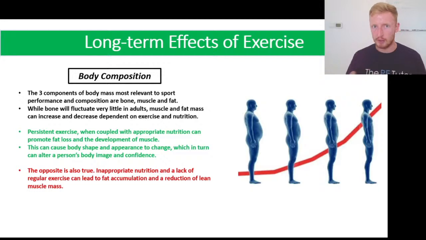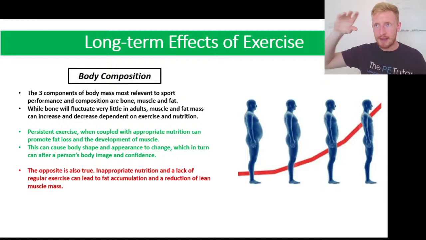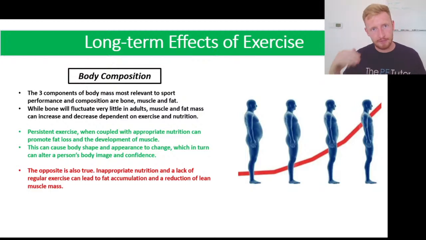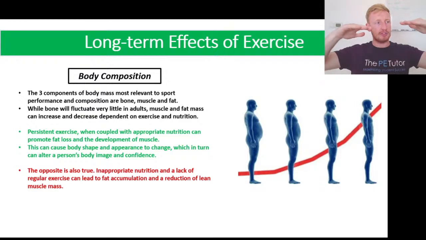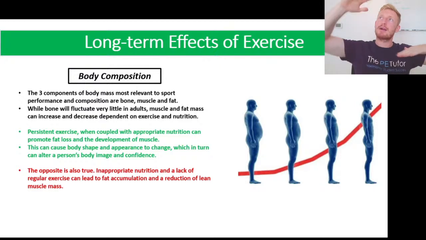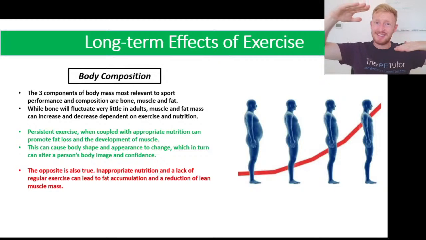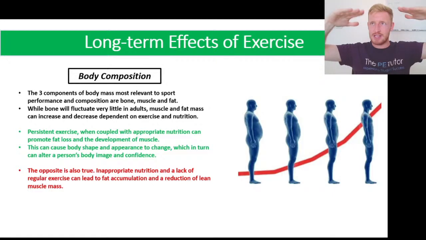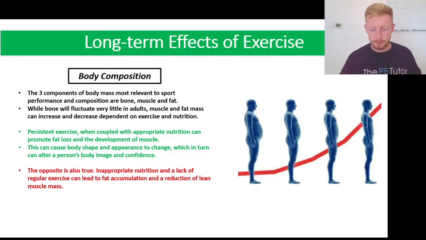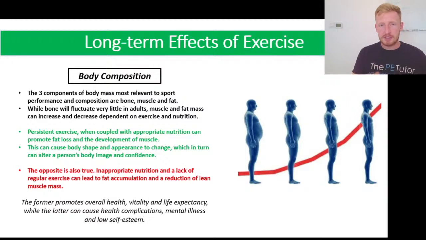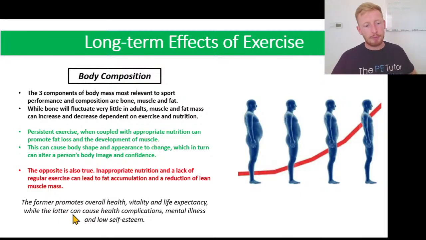If nutrition doesn't change and that person is over-consuming energy, then any excess will begin to be stored as fat mass around the body. So now we'll start to see muscle mass reducing and fat mass increasing. Whereas exercise, typically, when combined with good nutrition, we get more muscle mass and less fat mass. What impact can that have? Well, the opposite of body confidence and self-esteem that could come with improving body composition. Now, the former promotes overall health, vitality, and life expectancy.